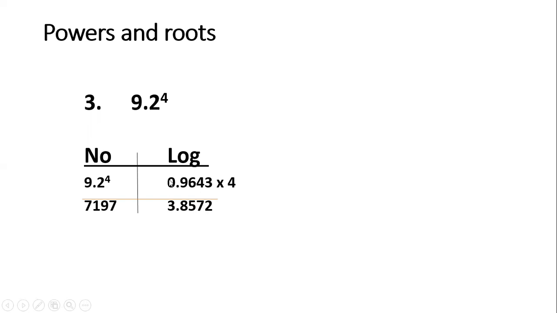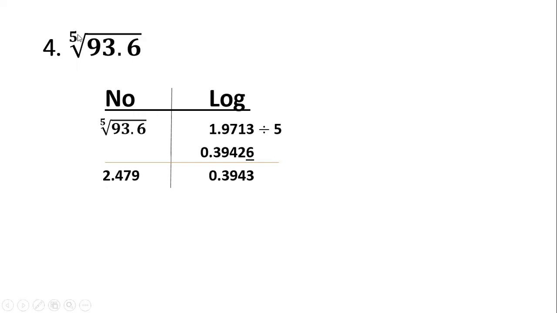4 times 0, we have 0 plus 3, we are carrying 3. So check for anti-logarithm. 85 under 7, difference 2, gives us 7197. So integer 10 raised to power 3, that's 1000. That's what we have, 7197.